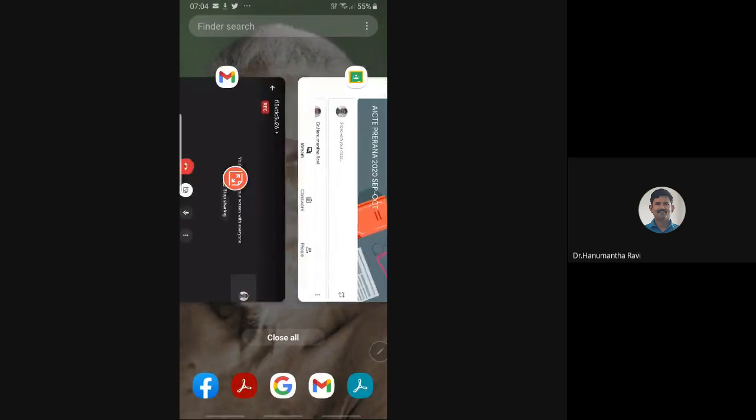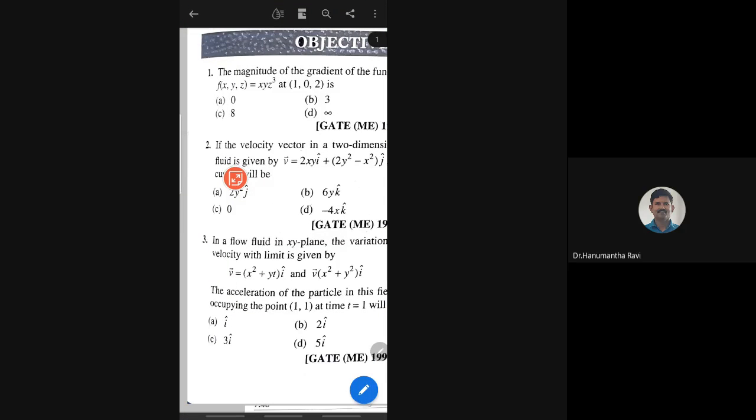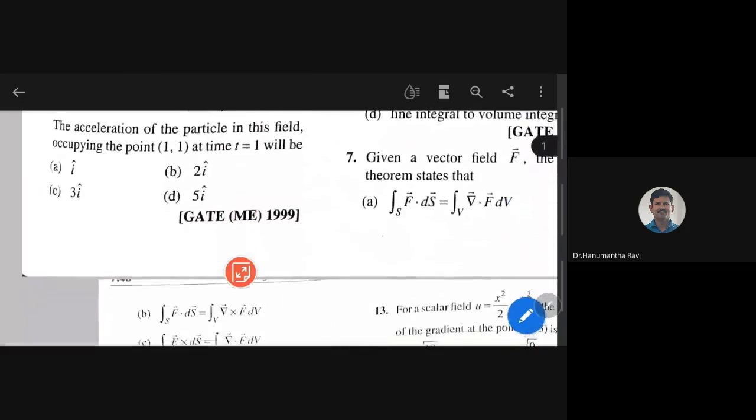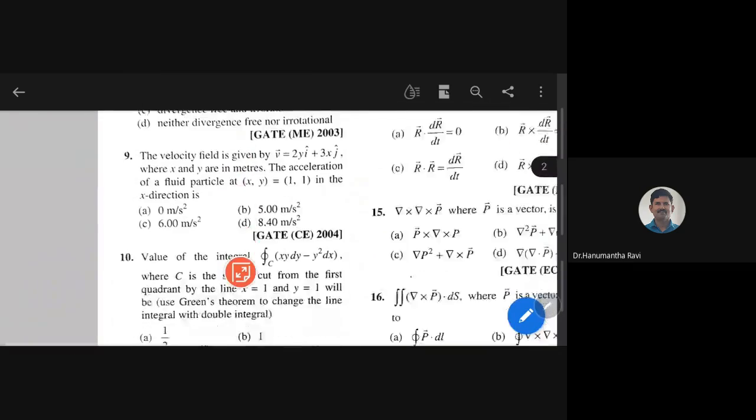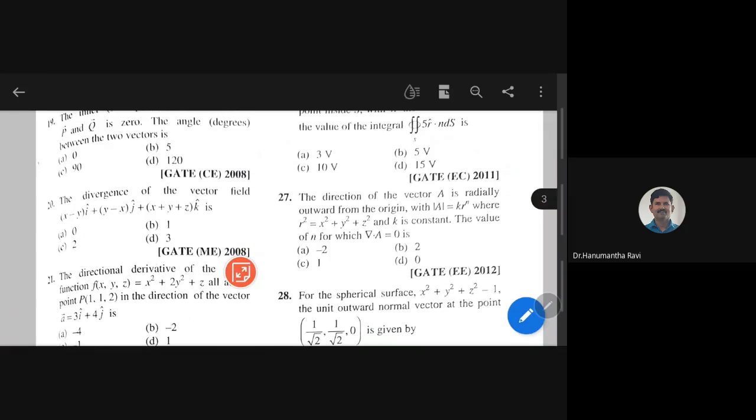Now we'll go to this problem solving session. We have discussed a good number of problems during our earlier sessions about all these things, but we need to see some more problems on directional derivatives and the applications of these three theorems.